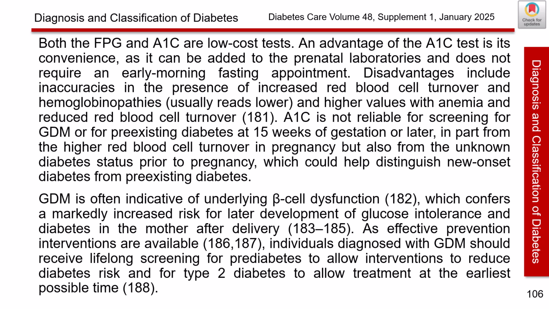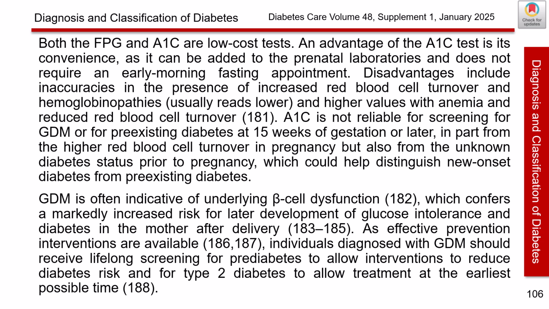Both the fasting plasma glucose and glycated hemoglobin are low-cost tests. An advantage of the glycated hemoglobin test is its convenience, as it can be added to the prenatal laboratories and does not require an early morning fasting appointment. Disadvantages include inaccuracies in the presence of increased red blood cell turnover and hemoglobinopathies, usually reads lower, and higher values with anemia and reduced red blood cell turnover. Glycated hemoglobin is not reliable for screening for gestational diabetes mellitus or for pre-existing diabetes at 15 weeks of gestation or later, in part from the higher red blood cell turnover in pregnancy, but also from the unknown diabetes status prior to pregnancy, which could help distinguish new-onset diabetes from pre-existing diabetes.